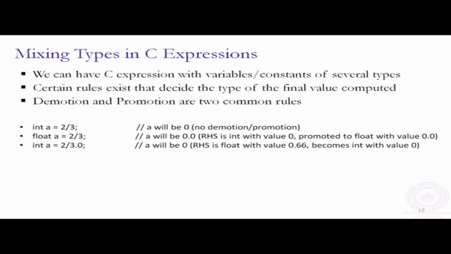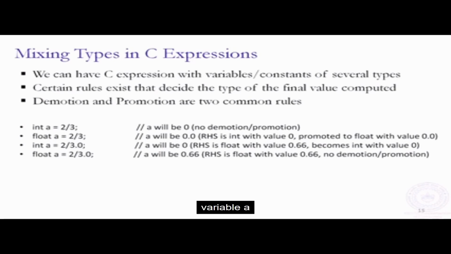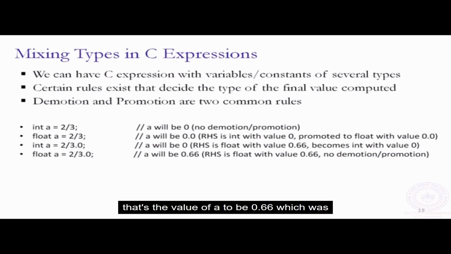All of them failed. What is the correct way of doing it? Well, here's one way. You say float a = 2/3.0. In this case, the implicit conversion on the RHS is that an integer is divided by a float, and the result is a float, and this float is stored in a float-sized variable a, and so it sets the value of a to be 0.66, which was the intent of the programmer.